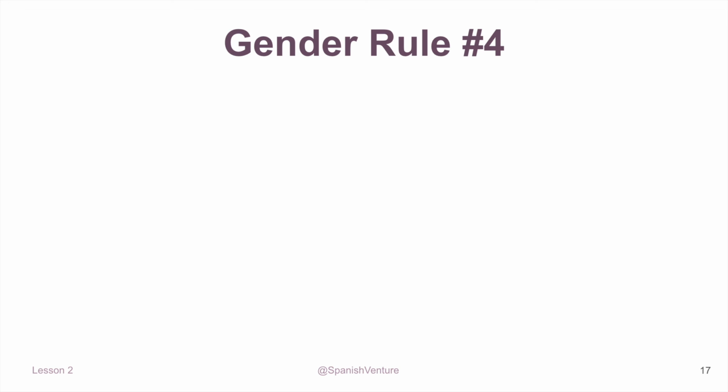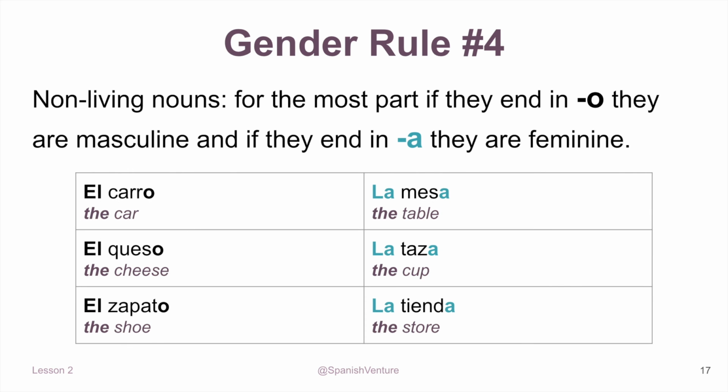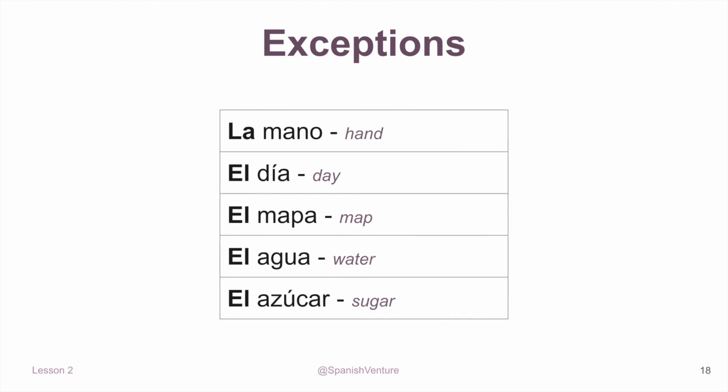Gender rule number 4. For non-living nouns, for the most part, if they end in the letter O, they are masculine, and if they end in the letter A, they are feminine. Ejemplo of masculine, el carro, el queso, el zapato. Feminine, la mesa, la taza, la tienda. Now, I said for the most part, right? Because there are always exceptions. Some examples of common exceptions would be la mano, el día, el mapa, el agua, el azúcar.